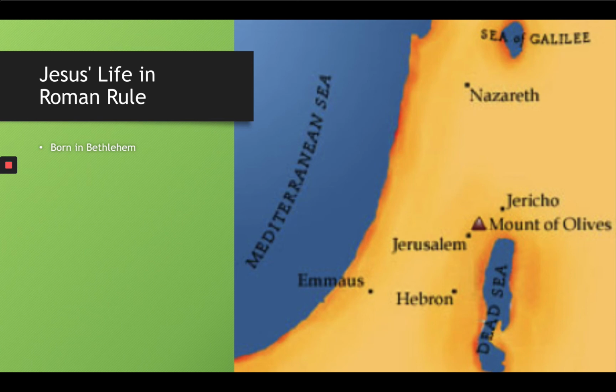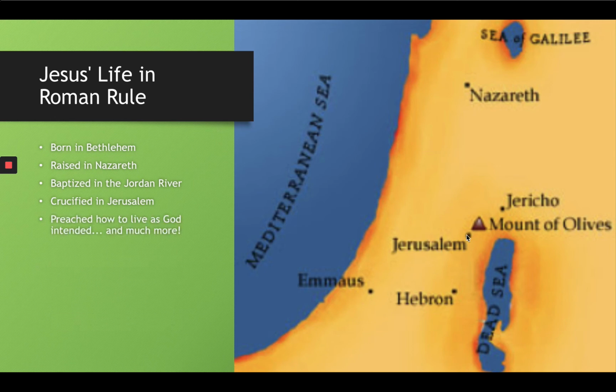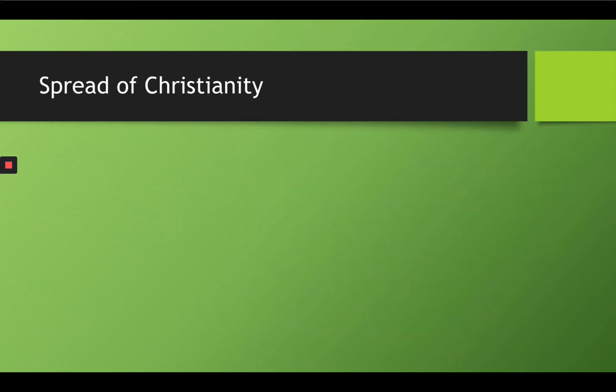He's from Nazareth, but is born in Bethlehem. Raised up here in Nazareth, over by the Sea of Galilee. Okay, he's baptized in the Jordan River, which is running through here. Okay, he's crucified in Jerusalem, all the way down here. And he preached how to live as God intended and so much more. And he did it all in this general area here. But eventually, that all starts to grow and spread across the Roman Empire. And there's some reasons for that.